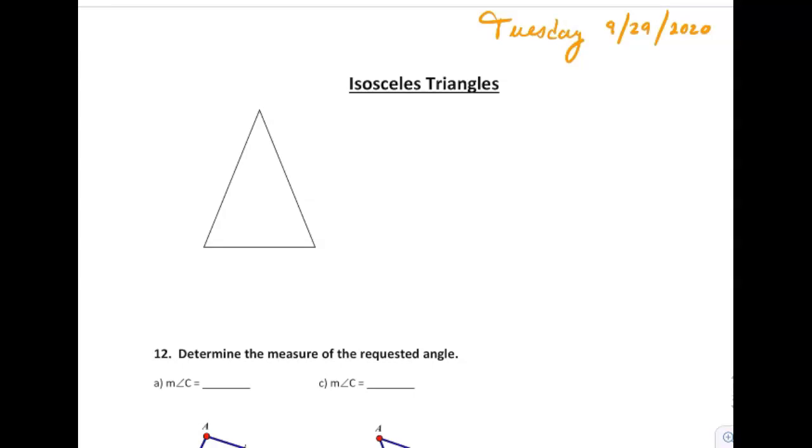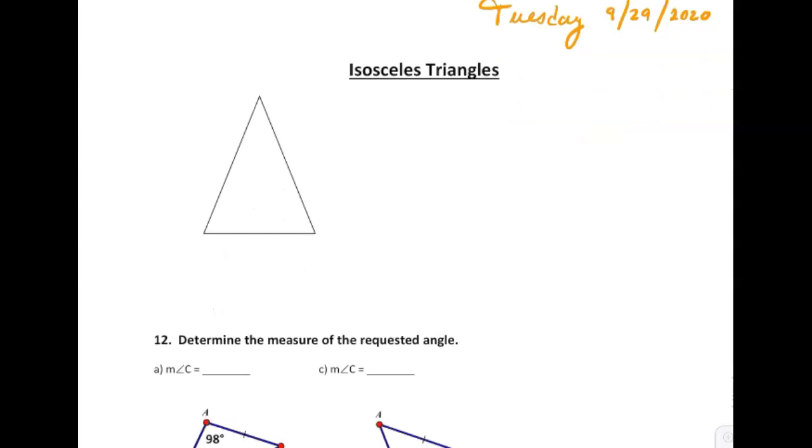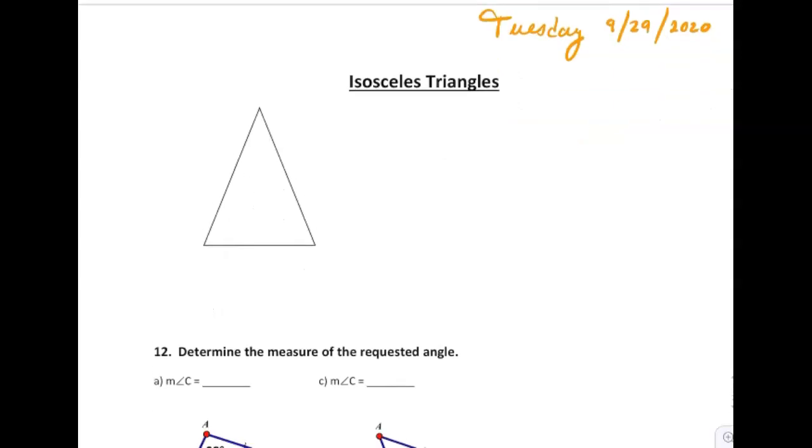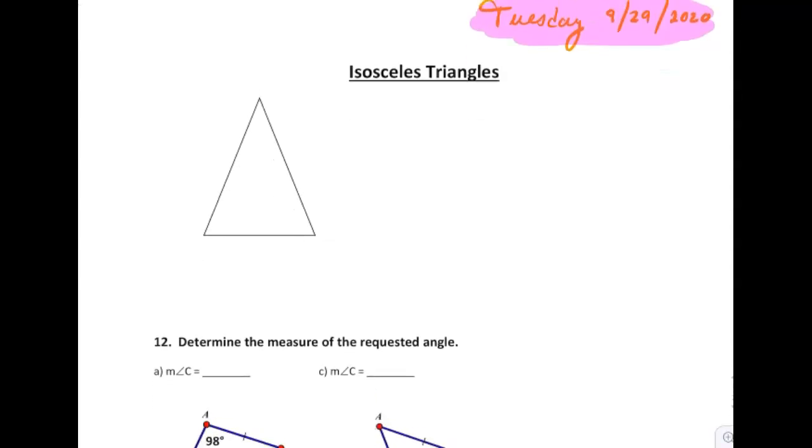All right, hello geometors. We're going to take this from page 17 today, and let's write the date at the top of that page so we know when we started. Again, the top of 17. So isosceles triangles.